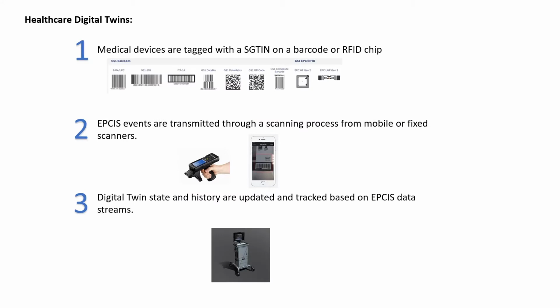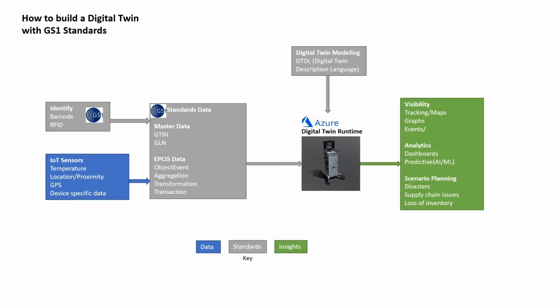In order to maintain the state of healthcare digital twins, we must first tag the medical devices with serialized GTIN numbers on a barcode or RFID chip. Next, the device tags are scanned through mobile or fixed scanners, and EPCIS events are generated. The EPCIS events are transmitted to the digital twin system. GS1 standards create a robust base for creating digital twins.